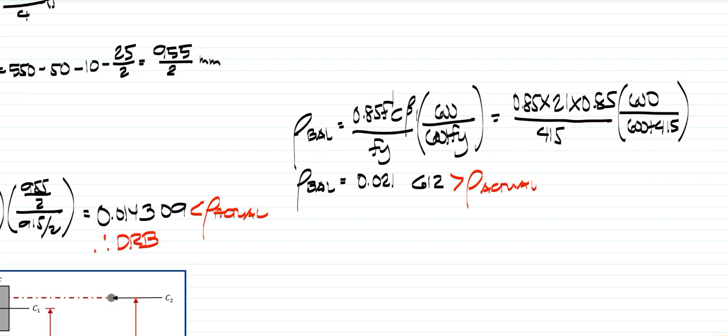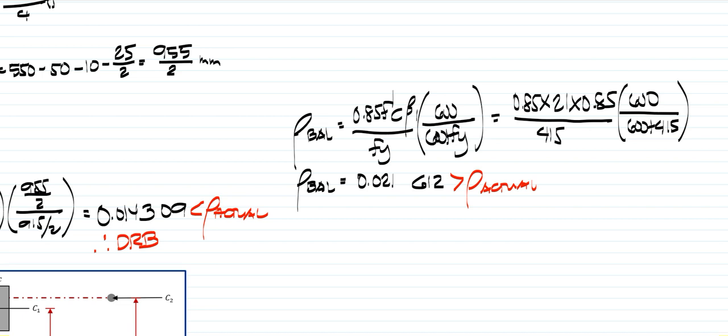So, that means our steel ratio is still safe. It is still in the under-reinforced part. The difference is such that it is a doubly reinforced beam. Then, let's check the rho minimum, to see if our actual steel ratio passes.